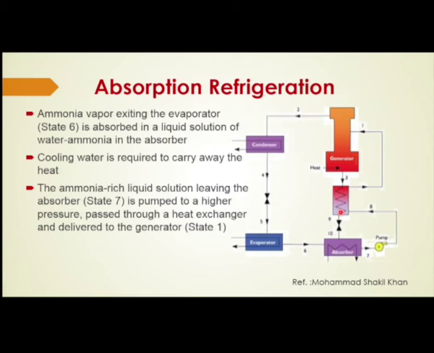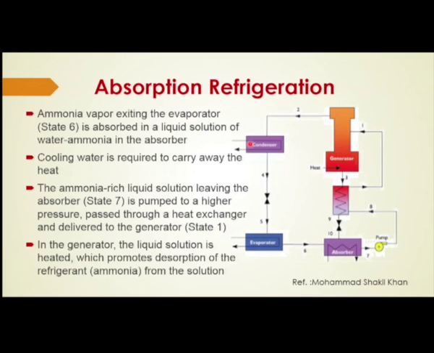This is the generator, that is state 1. Ammonia enters the evaporator, gets evaporated and absorbed. Again it is pumped into a high pressure generator. In the generator, the liquid solution is heated, which promotes desorption of the refrigerant from the solution, and from the generator it is applied to the condenser and we get the cooling effect from the condenser.